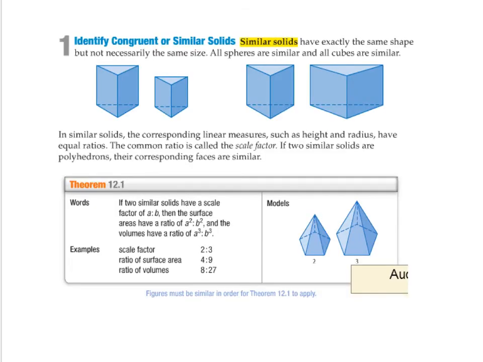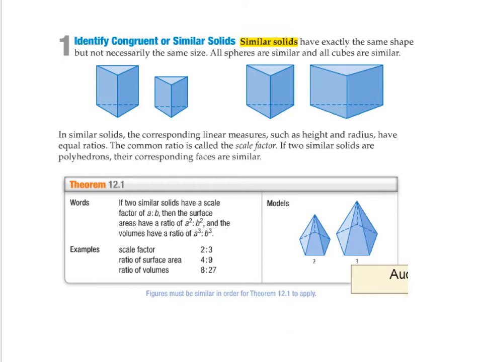We're now going to discuss and look at the ratios of lengths, areas, and volumes. Okay, let's talk about similar solids or similar shapes in 3D. For example, these two triangular prisms look like they are similar. They have the exact same shape and size.